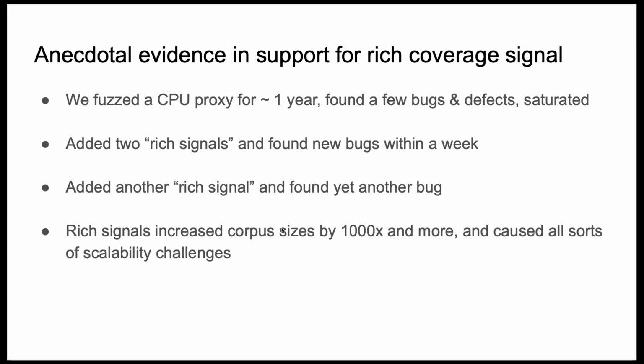And by that time, we had more sophisticated machinery to collect and use what we call reach coverage signal. So we added 2 reach coverage signals, and next week we found 2 more bugs and a bunch of other defects. Later on, we added more reach signals. At some point, we added 1 more reach signal to the mix, and we found yet another one. So that's as good evidence I have for reach coverage as you can get.